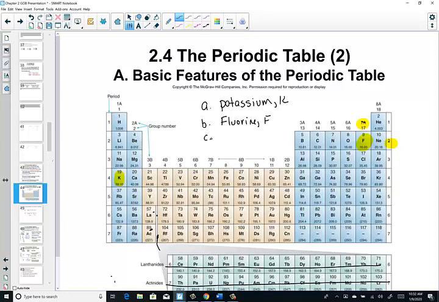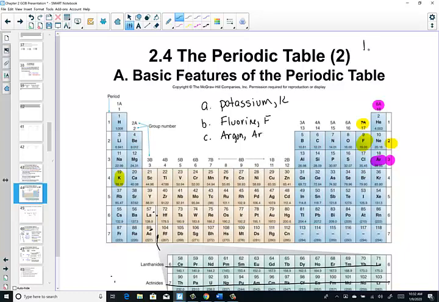Letter C, a noble gas in the third period. When I'm looking for the noble gas, I have to remember that's the description for column 8A. Helium, neon, argon, krypton, xenon, and radon are all examples of noble gases. And if I want the one in the third period, the third row down, that's the element argon. So letter C, you wrote argon with its elemental symbol Ar.